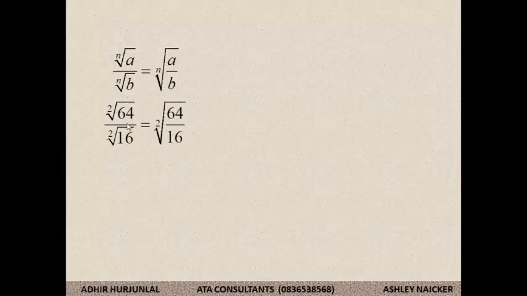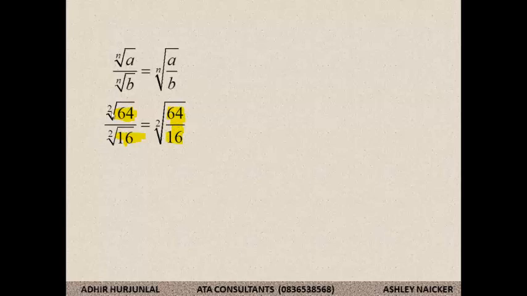It goes ahead and tells me, if I want to use a simple example, the square root of 64 divided by the square root of 16. There's the square root of 64 divided by the square root of 16. My rule tells me it's the same as the square root of 64 divided by 16. That's what my rule is telling me.